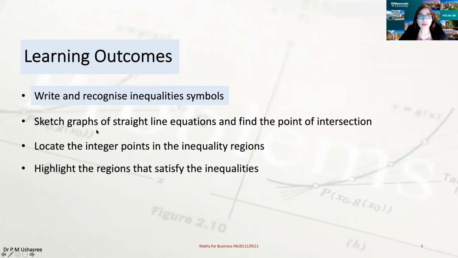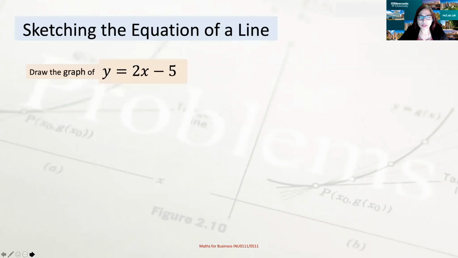So now let's see how to sketch graphs of straight line equations and find the point of intersection. This is just to understand how to find the solution, okay? We have done this in week 5. So I'm going to take the same example and go through that quickly so that it's there, yeah? You just need to know this because for solving linear programming problems, you should be able to draw a straight line graphically, yeah? Okay, so let's take this equation.